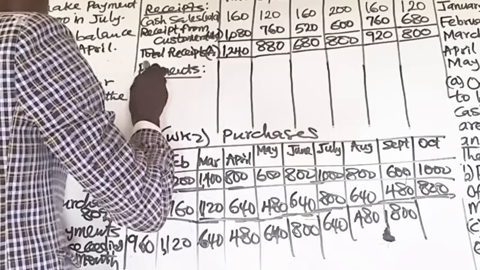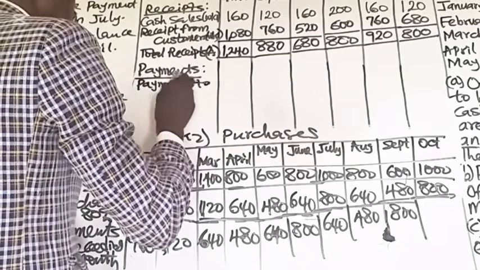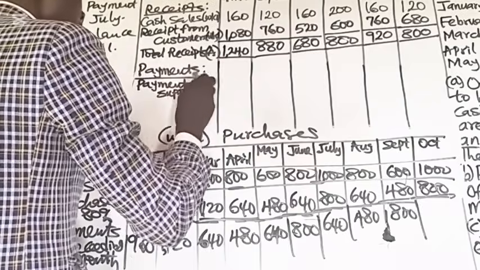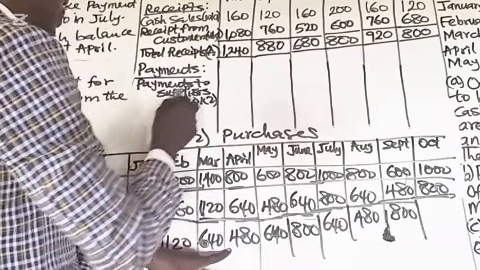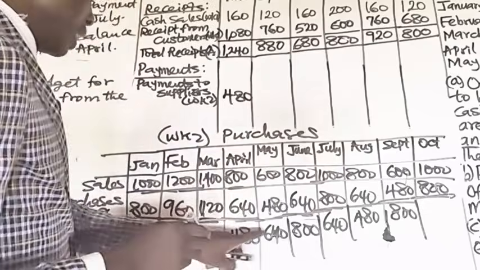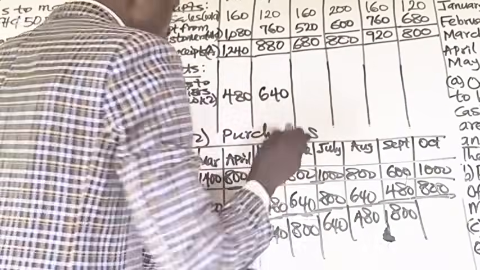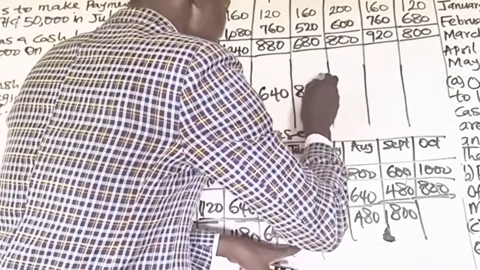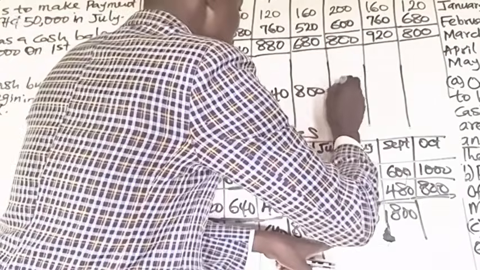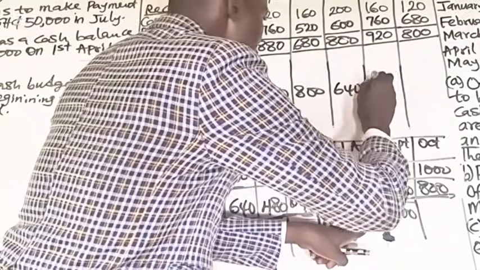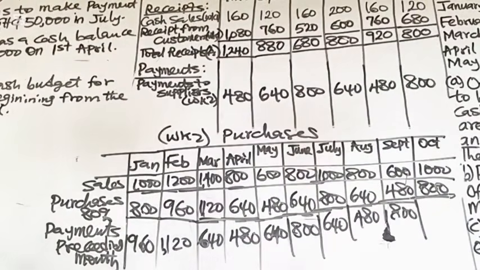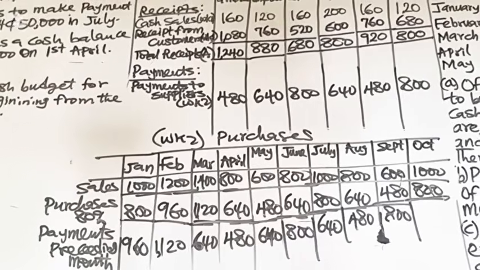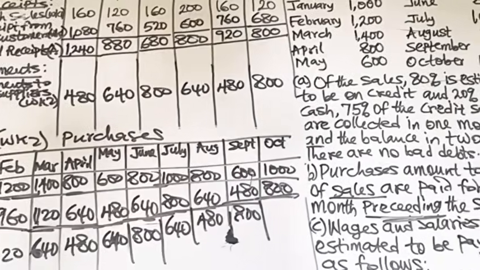Payments to suppliers, that is working number 2. So in the month of April, we have 480. May, 640. June, 800. July, 640. August, 480. September, 800. Now, we are done with payment to suppliers in note B. Now back to note C.